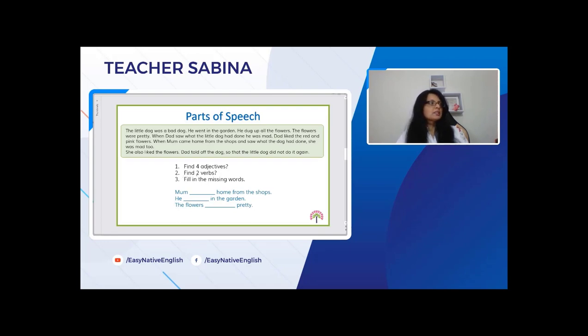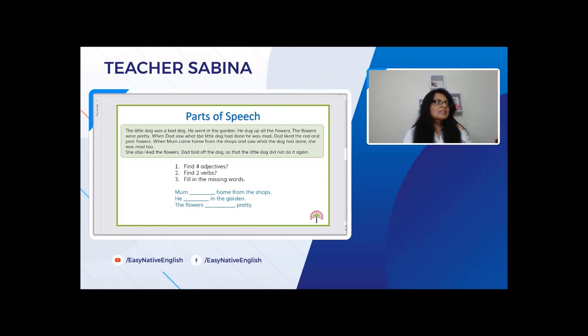Okay, so let's have a look at verbs. Now, the verb, every sentence has to have a verb. So in this first sentence, the little dog was a bad dog. So was is your verb. Was comes from the verb to be. Being is a doing word. You can be something. So was is your verb here.